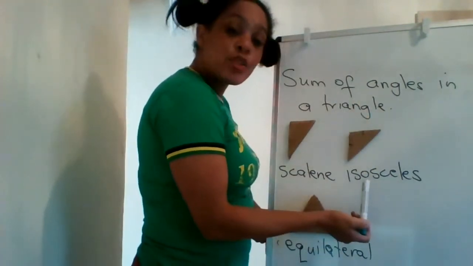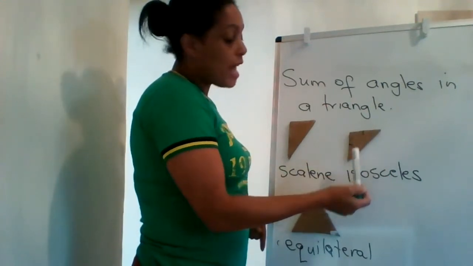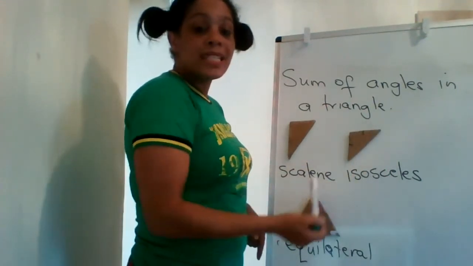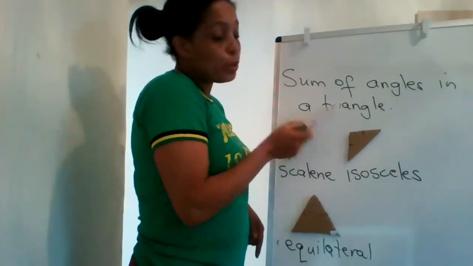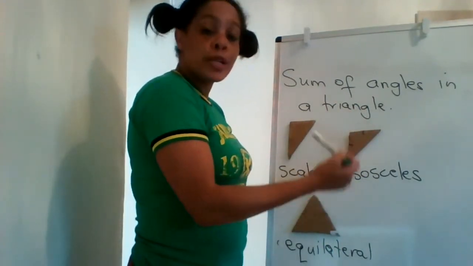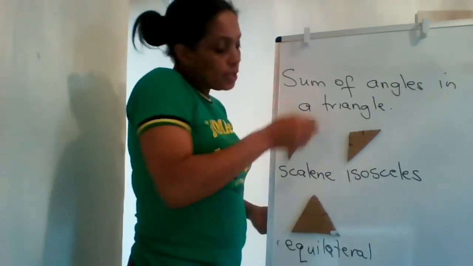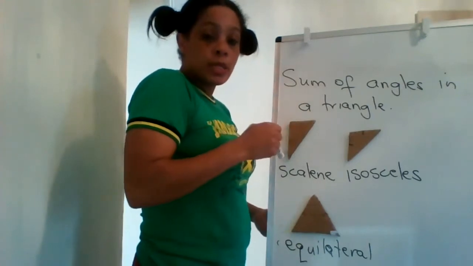In a scalene triangle, it's different. It depends. So if this one is 40, that one is going to be 40, so that makes it 80. So this one would have been 100. It all depends on the number you are given. In this one, each angle must be 60. In this one, all three angles are going to be different.